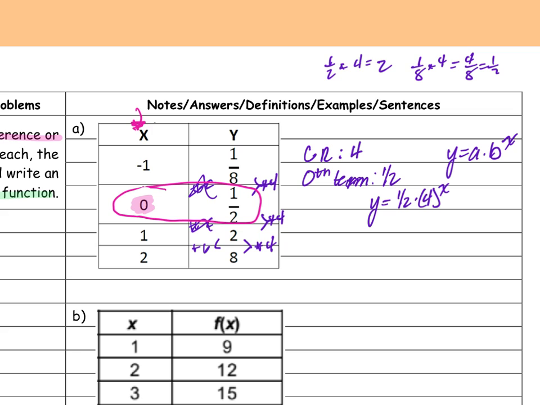If you don't know how to type the to the x power, so you guys know how to type it into the chat box, I would just put y equals 1/2 times 4 to the x power, like that. So 1/2 times 4 to the x power, and that's how it would be typed into the chat box. Okay, are there any questions?